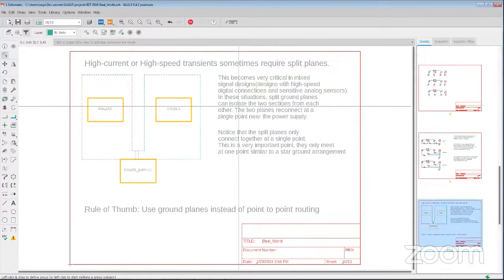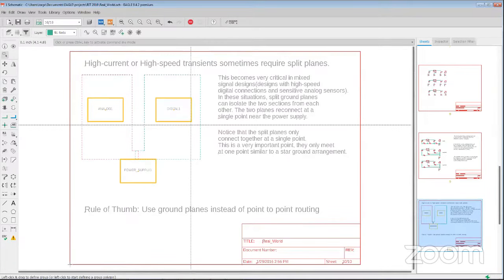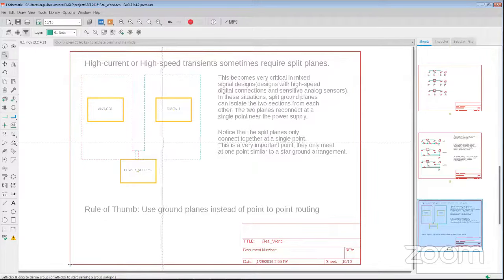So in some situations, it may be beneficial to create separate planes for the analog and the digital sides, or the analog and digital circuitry. The idea here is that all of the return currents will stay in this digital plane and not interact with the analog plane. Okay, they won't jump over.